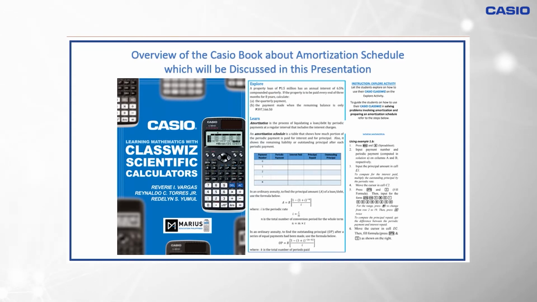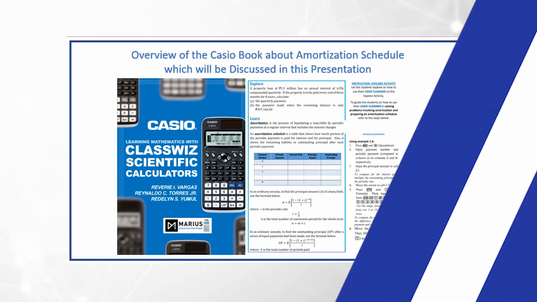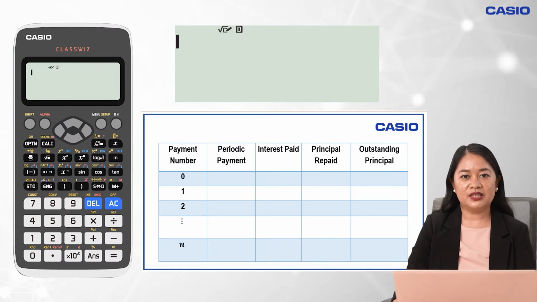To begin with, amortization is the process of liquidating a loan or debt by periodic payment at a regular interval that includes the interest charges. An amortization schedule is a table that shows how much portion of the periodic payment is paid for interest and for principal. Also, it shows the remaining liability or outstanding principal after each periodic payment. Here is a format of an amortization schedule that you can use.